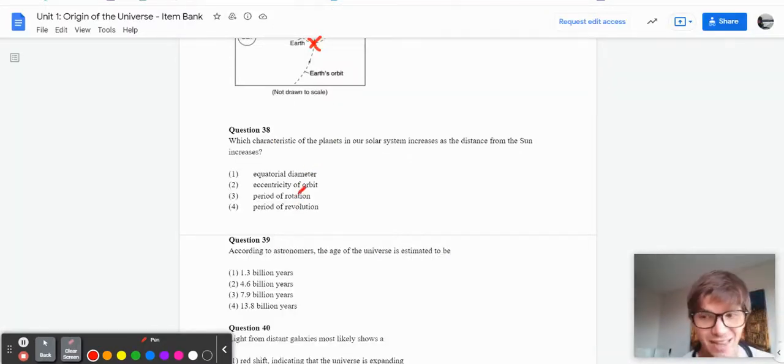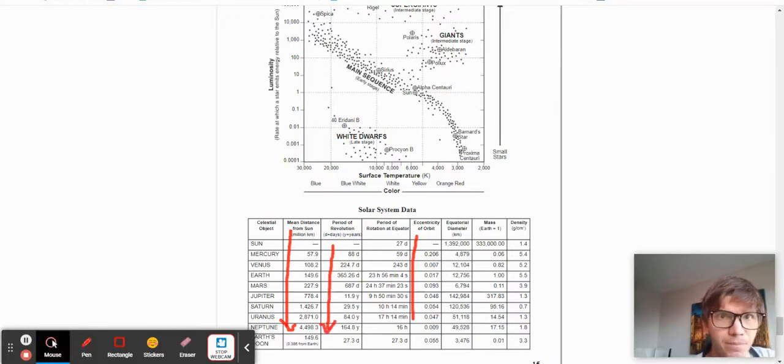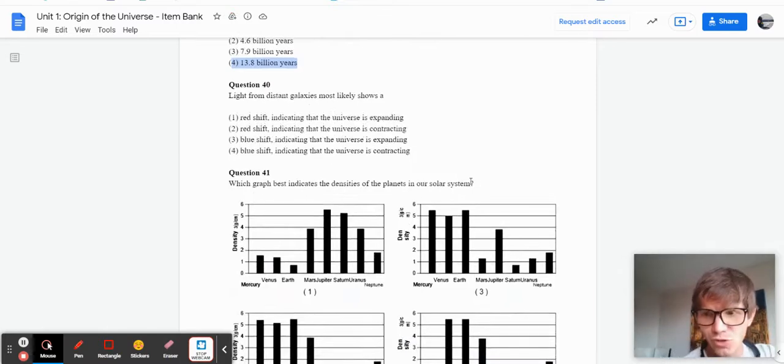Period of rotation, that's the planet spinning. Period of revolution, that's the planet's orbit around the sun. And it's also the law of harmonies, or Kepler's third law. So the best option would be the period of revolution increasing as we get further out from the sun. 39, according to astronomers, the age of the universe is 13.8 billion years, about 14 billion years. Let's do two more last ones.